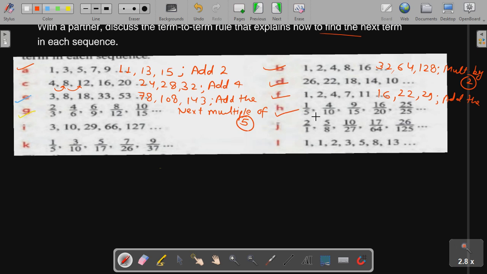This you can do, H option. You have to add +3 in the numerator and +5 in the denominator. So you will get H, and then I: 3, 10, 29, 66, and 127.